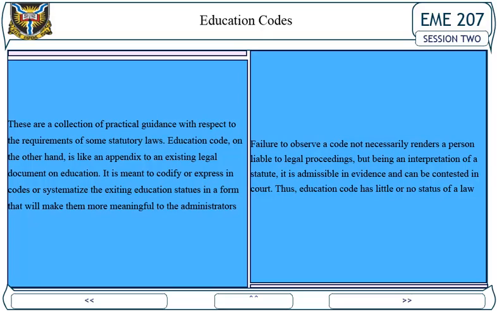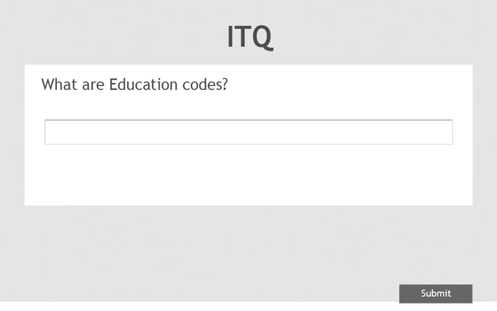Definition of educational codes. They are a set of rules meant for interpreting or streamlining the norms or rules for the purpose of public education. Failure to observe a code does not necessarily render a person liable to legal proceedings, but being an interpretation of a statute, it is admissible in evidence and can be contested in court. Thus, education code has little or no status of a law.